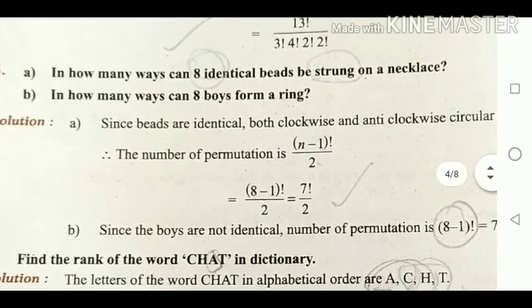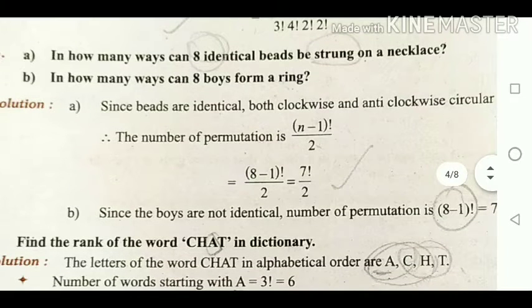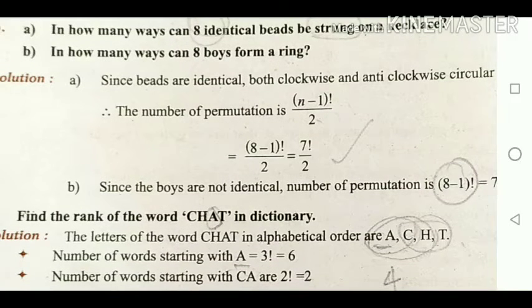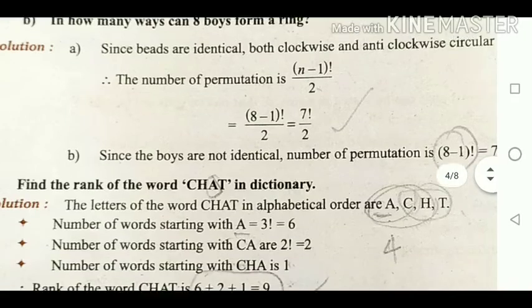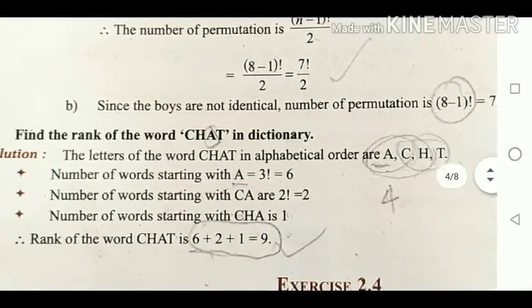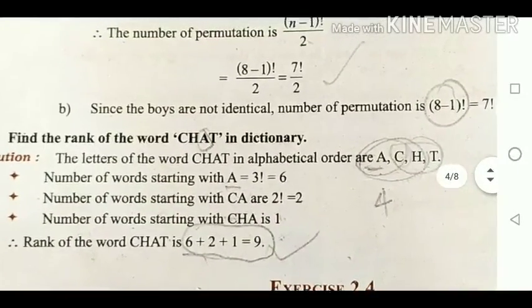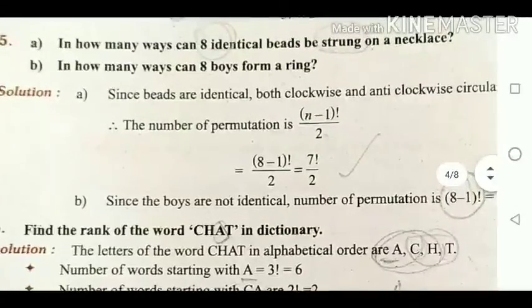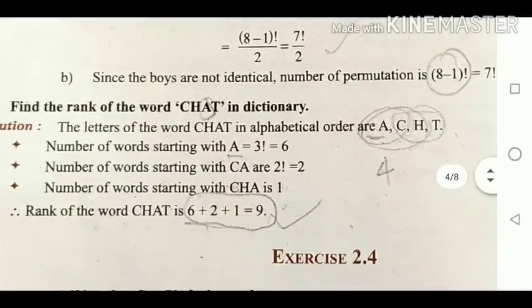Here, there are 2 questions. One is relating to identical beads. The other one is relating to not identical. If it is identical, in such case n minus 1 factorial divided by 2. If it is not identical, n minus 1 factorial. So, you apply the formula according to the identity, that is, if it is identical or not. First you decide whether it is identical or not. If it is not identical, you apply the formula n minus 1 factorial. If it is identical, you apply the formula n minus 1 factorial divided by 2.